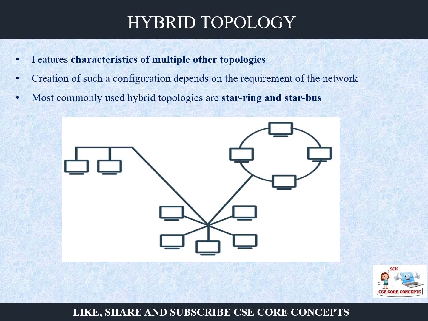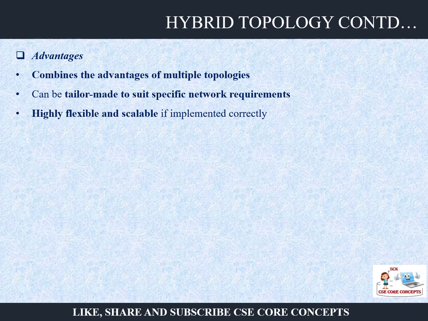The most common types of hybrid topologies are the star ring, which is quite commonly used, and the star bus. The advantage of this hybrid type of topology is that it combines the advantages of multiple topologies. You can have a mix that is tailor made to what your organization requires. Obviously this helps in increasing the flexibility of the system and making it more scalable.